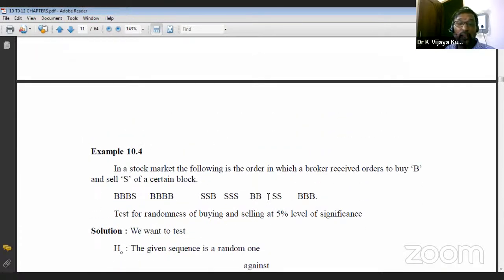For example, in a stock market, a broker received orders to buy and sell shares of a certain kind.